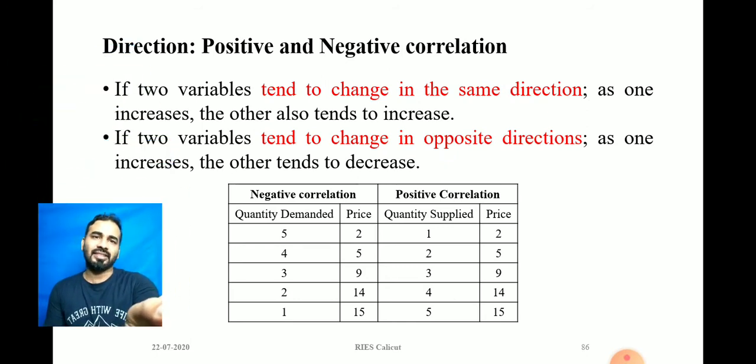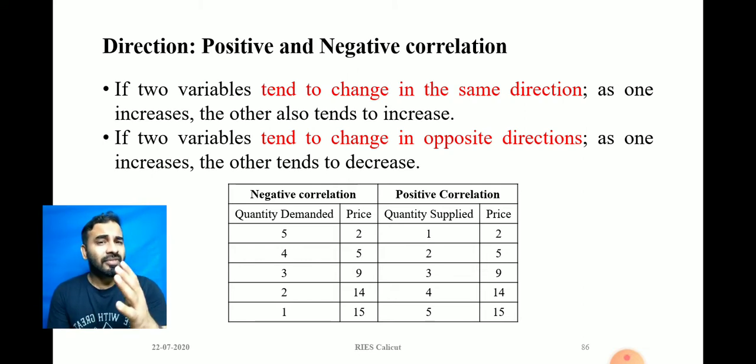Coming to the direction of a relationship, as I told you, direction means whether there is a positive association or a negative association between these two variables. If two variables are moving in the same direction, or tend to change in the same direction, as one increases the other also increases. If one variable is increasing and the other is also increasing, then there is a positive correlation. And if one variable is decreasing and the other is also decreasing, then also there is a positive association. Whereas if two variables tend to move in opposite directions, if one increases the other decreases, or one decreases the other increases, then the correlation is said to be negative.